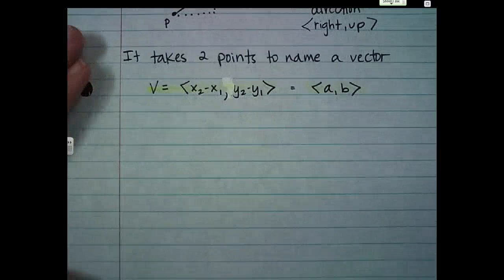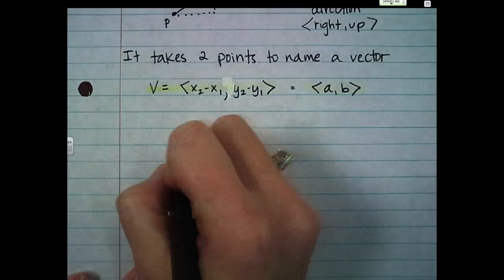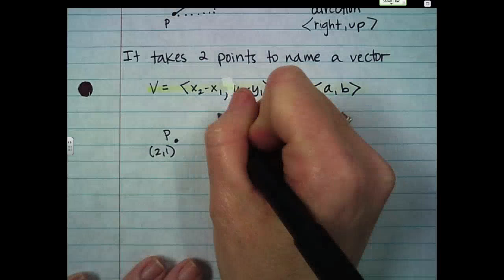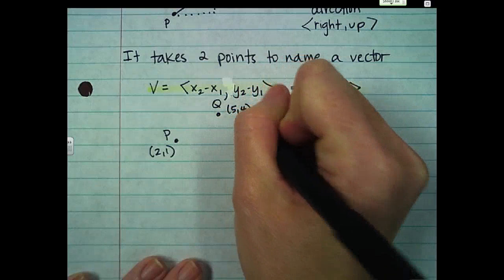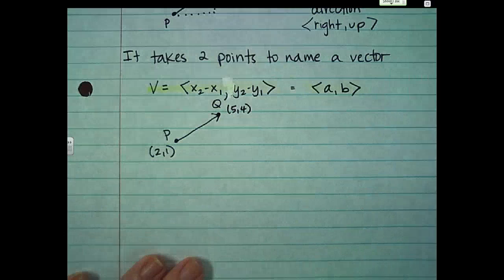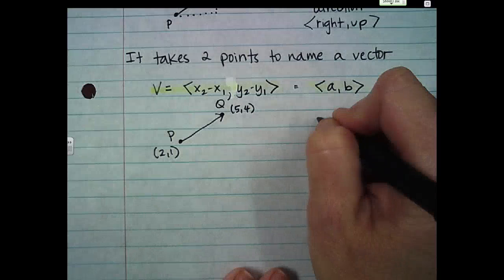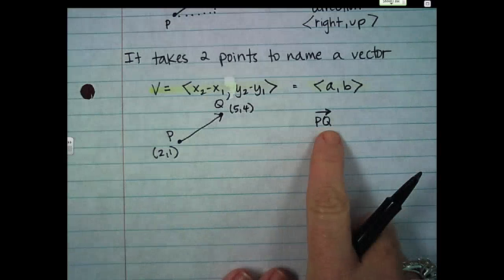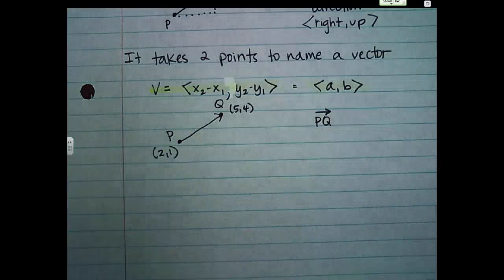So let's actually try. We're going to use PQ and we're going to give it some values. I'm going to tell you what it is. So if I told you that P, for example, is an ordered pair of 2, 1, and we're going to travel to Q, and Q has an ordered pair of 5, 4. I'm going to go from P to Q. That's my vector. So the question will ask you, PQ, going from P to Q. Did y'all see that where it's written?